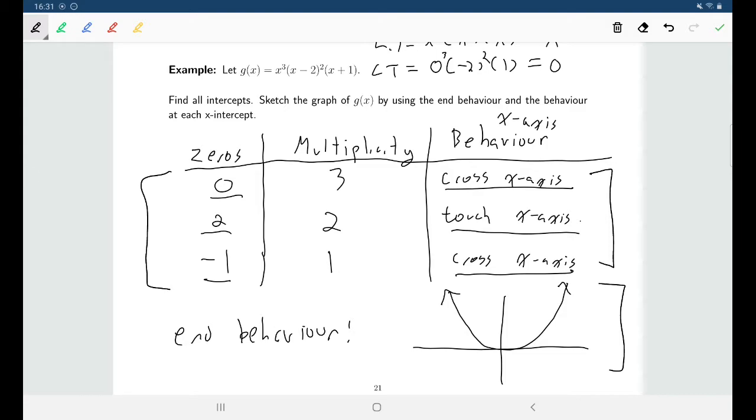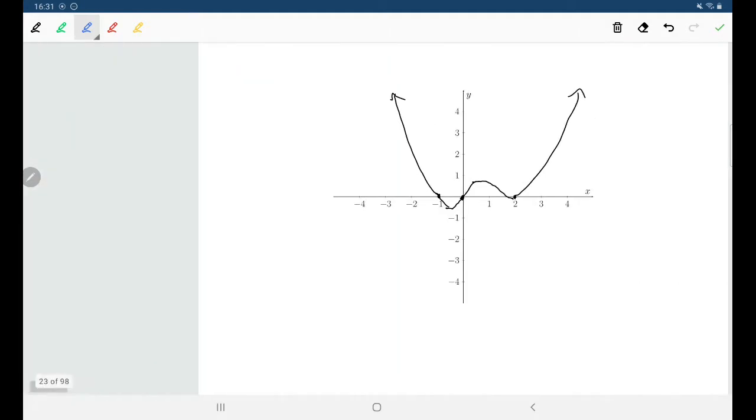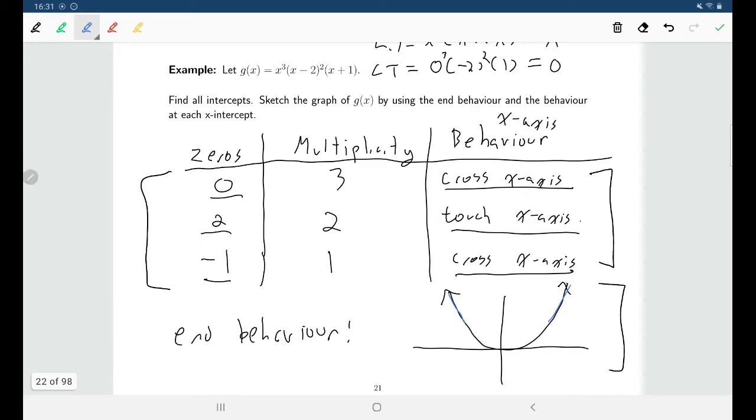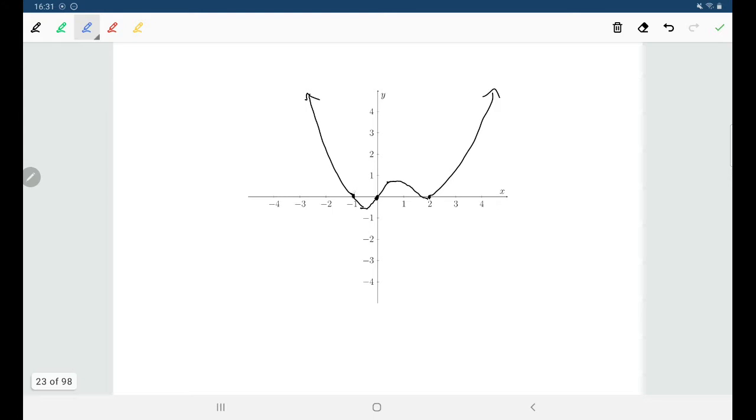So that means that, if I'm just checking my work here, my graph should go up on the far left and the far right, which it does. Good. I should have that I'm crossing the x-axis at 0 and at -1. I crossed at -1, I crossed at 0. Good and good.